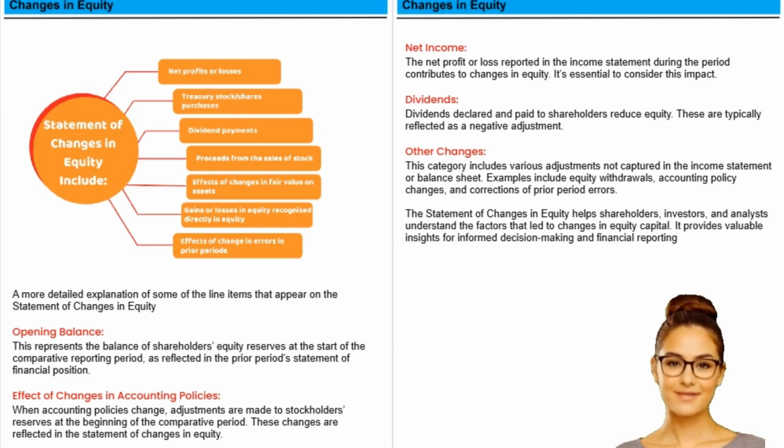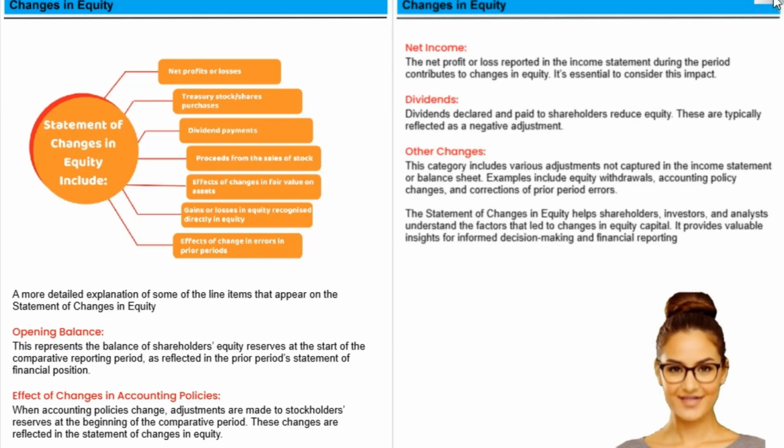We also have dividends. Dividends declared and paid to shareholders reduce equity. These are typically reflected as a negative adjustment. There are other changes that include various adjustments not captured in the income statement or balance sheet. Examples include equity withdrawals, accounting policy changes, and corrections of prior period errors. Remember, the statement of changes in equity helps shareholders, investors, and analysts understand the factors that led to changes in equity capital. It provides valuable insights for informed decision-making and financial reporting.